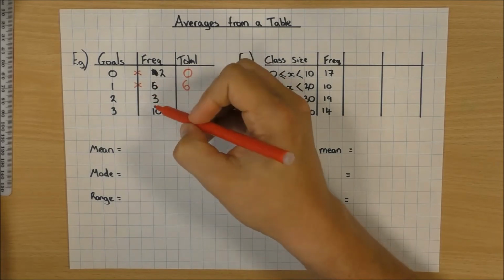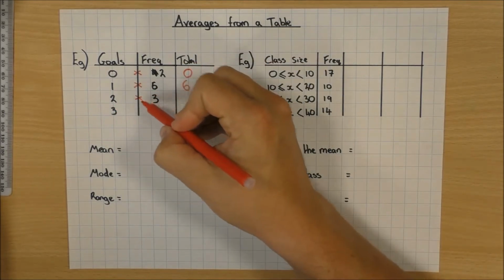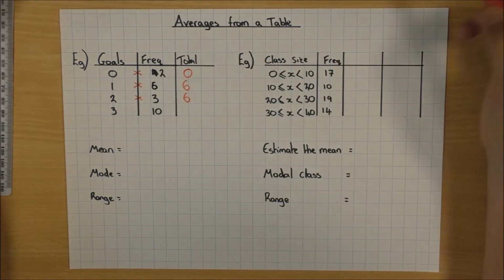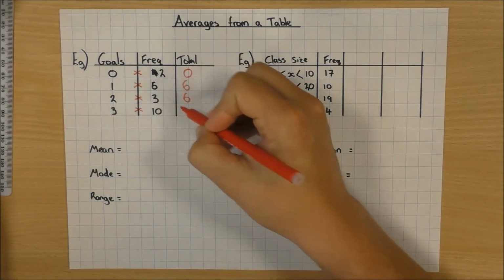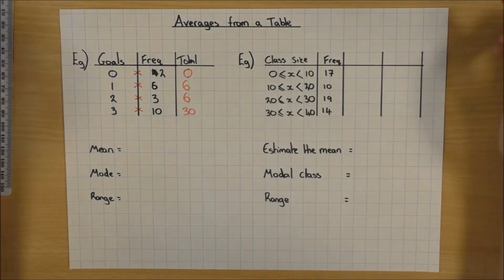2 goals 3 times. So what's that? Well, 2 times 3 is 6. That's how many goals I must have scored in total. And 3 times 10, I scored 3 goals 10 times. So in total, I must have scored 30 goals there.